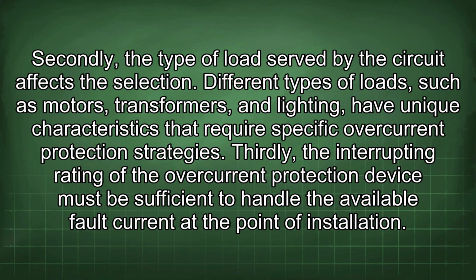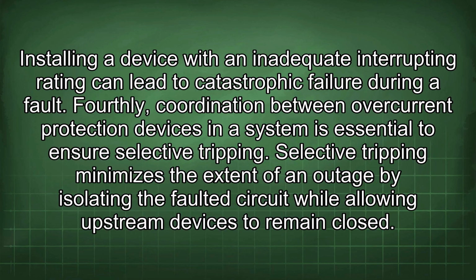Thirdly, the interrupting rating of the overcurrent protection device must be sufficient to handle the available fault current at the point of installation. Installing a device with an inadequate interrupting rating can lead to catastrophic failure during a fault. Fourthly, coordination between overcurrent protection devices in a system is essential to ensure selective tripping. Selective tripping minimizes the extent of an outage by isolating the faulted circuit while allowing upstream devices to remain closed.